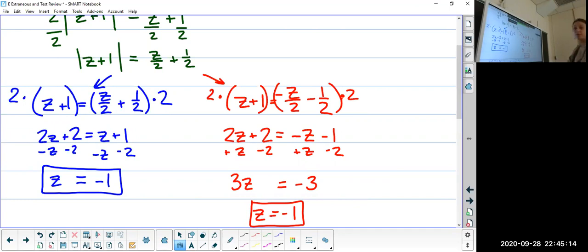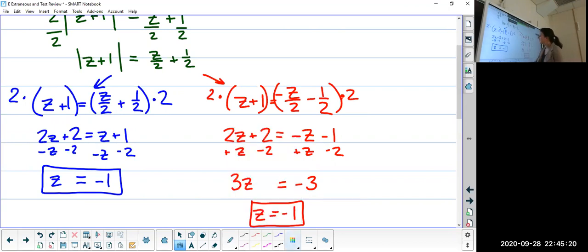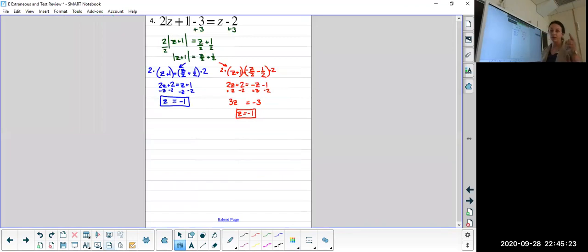Let's find out. The way that we find out is just by plugging in our answers. So we're going to go ahead and plug them in. Here's the catch. You do need to plug them into the original at the top. So that means that I have to take 2 absolute value, negative 1 plus 1, minus 3 equals negative 1 minus 2. I have to check and see that this does indeed work.